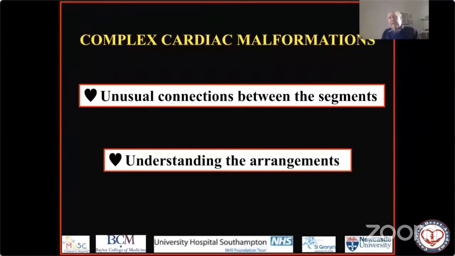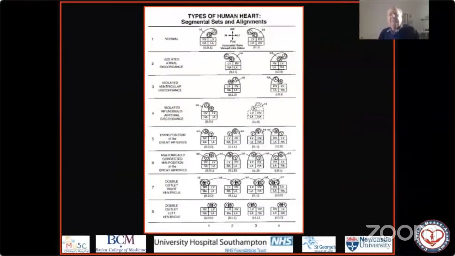So today we're going to discuss the analysis of the segments and try to produce a logical approach to those unusual arrangements in which the arterial trunks arise from the appropriate ventricles, but they do so in unexpected fashion. Now, to do that, we're going to have to go back to this diagram that was produced by Richard van Praagh to show you the different ways in which the segments can be joined together.